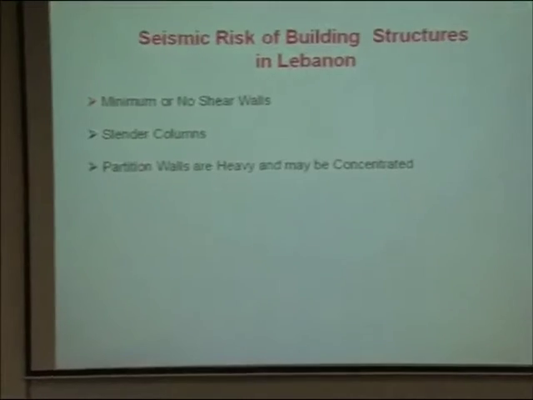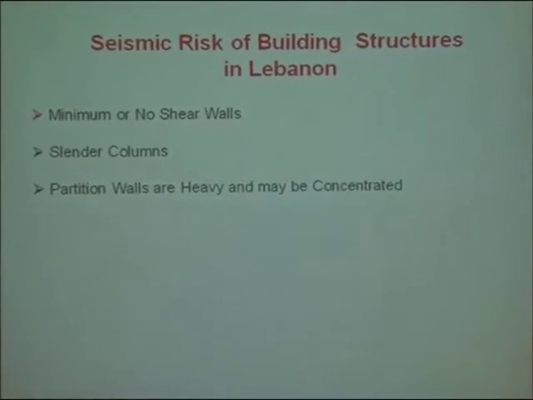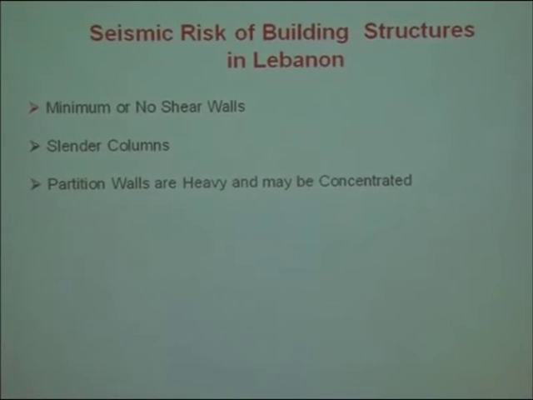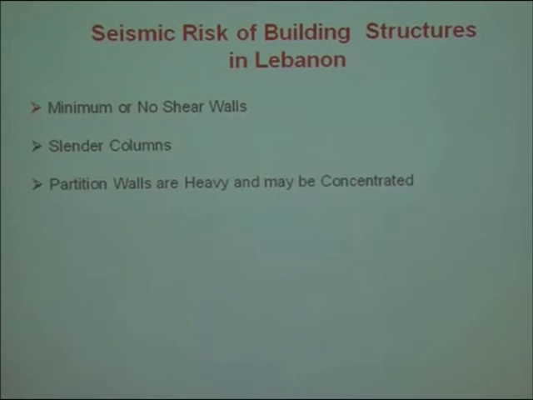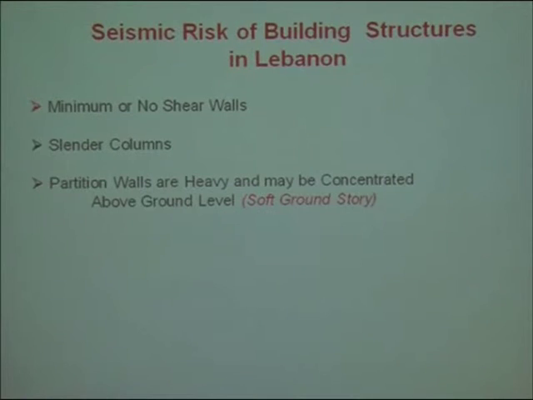Our columns are very slender, they are not good, because the main elements that will resist the earthquakes are the vertical elements, shear walls, columns. So unless these elements are properly designed, the buildings may suffer collapse and damage. Partition walls are heavy and may be concentrated above the ground level, what we call a soft ground story, and we show them examples of this kind of situation.